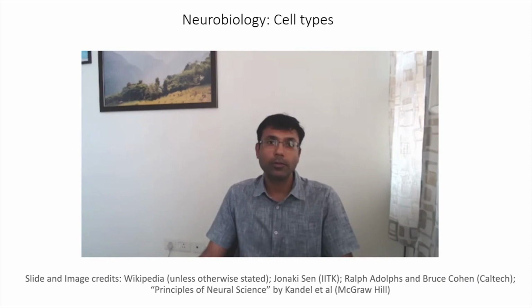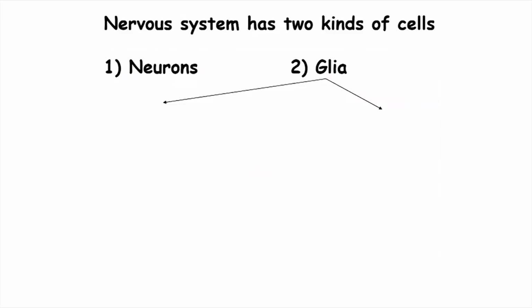In the last video, we looked at the different approaches and methods that are used to study the brain. And in this video, we are going to see what the brain is made of. So what are the different cell types that are present in the brain and how do they connect to each other? So let's dive in.